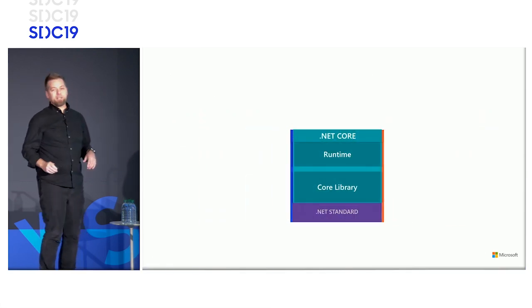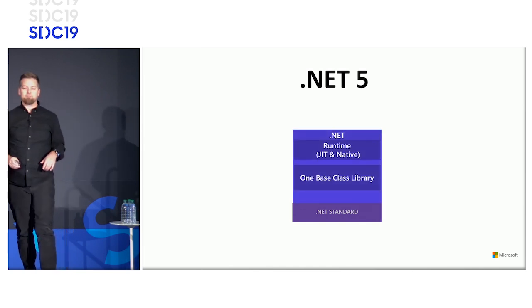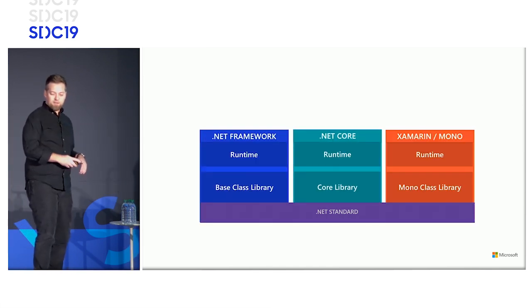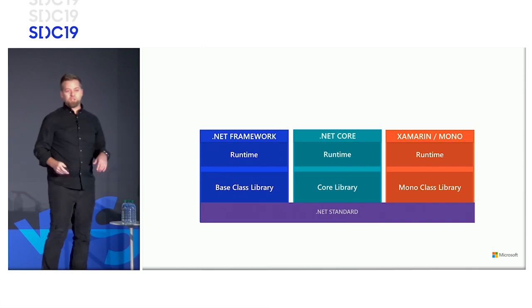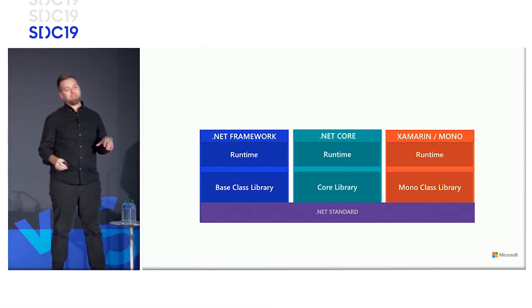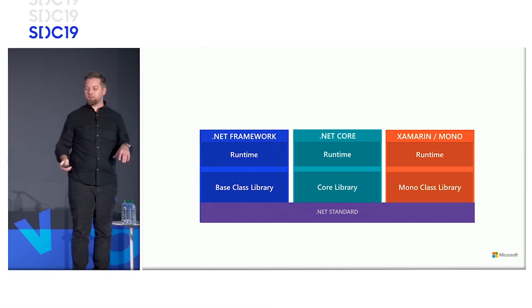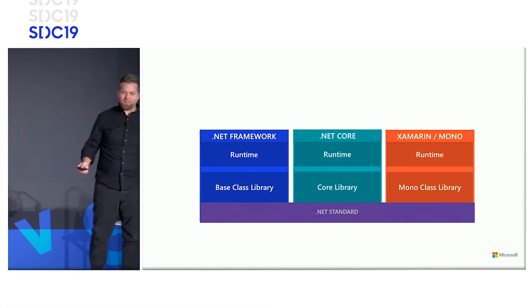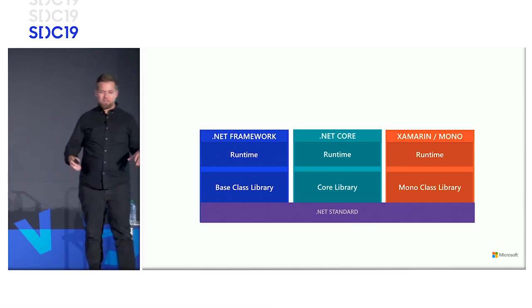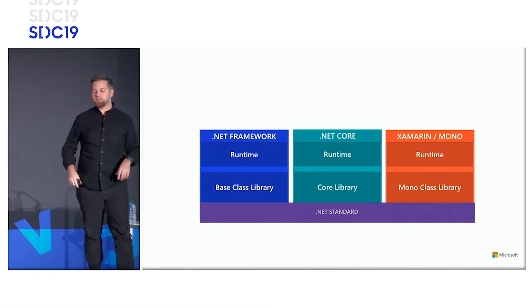So here's what's happening in .NET land. .NET 5 is coming, and that animation happened really fast, so I'm gonna back this up. So this is what you have today, right? It's like, okay, am I using .NET Core? Am I using .NET Framework? What is this mono thing that people randomly talk about? They're like, mono, they're the crazy people out there.